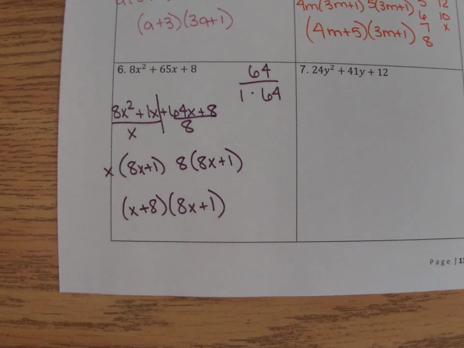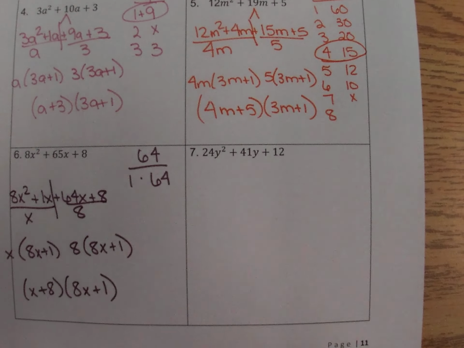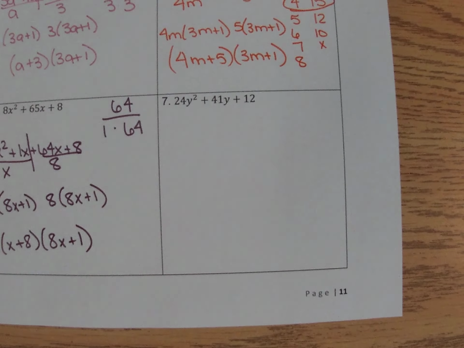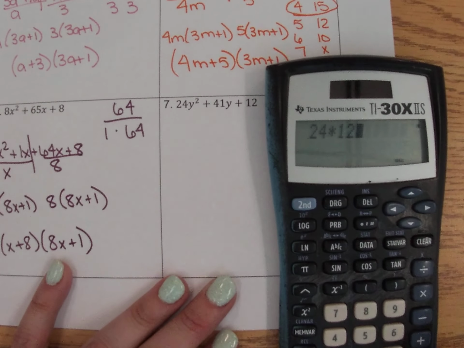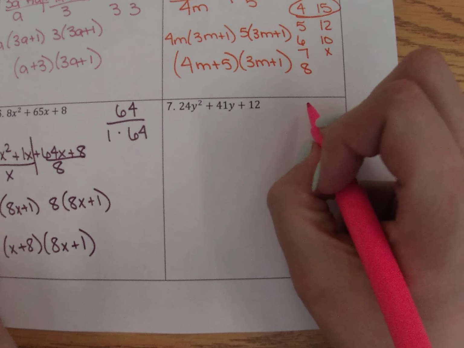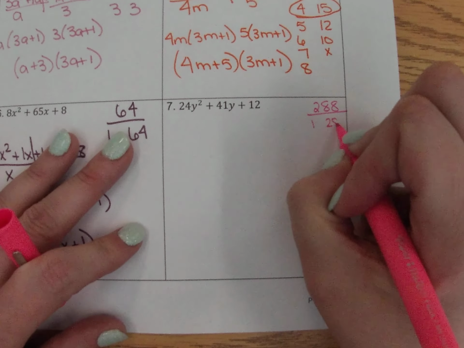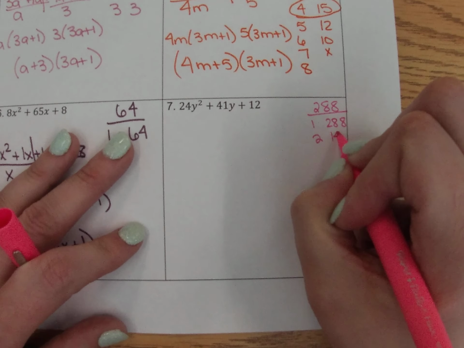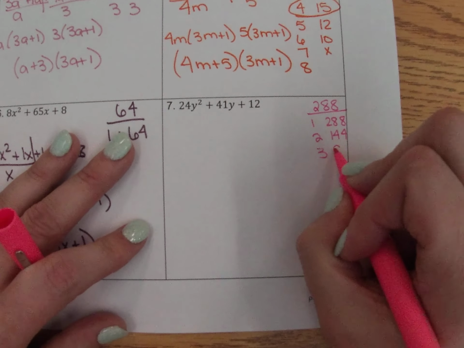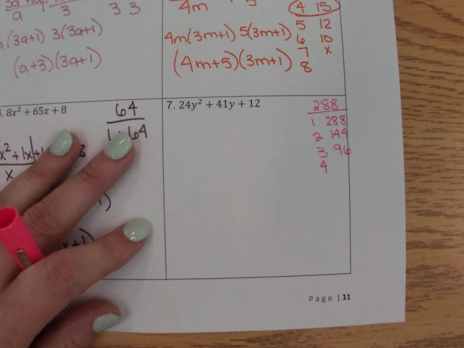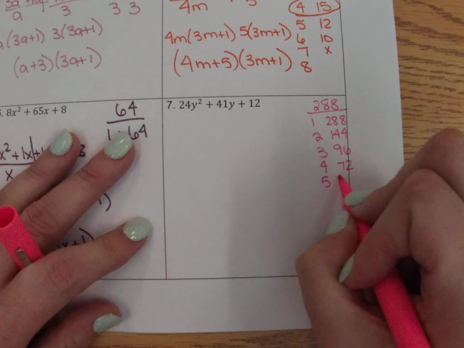Now, this last one is sort of the one that I was referring to. I don't look at 24 times 12 and magically think of numbers that add up to 41. So again, like I was saying, if you need to use your calculator, pick out pieces here. That gives me 288, which is huge. So I might be going 1 and 288, 2 and 144, 3 and I don't know. So I might have to be checking in my calculator. You just have to be consistent and go down the list.